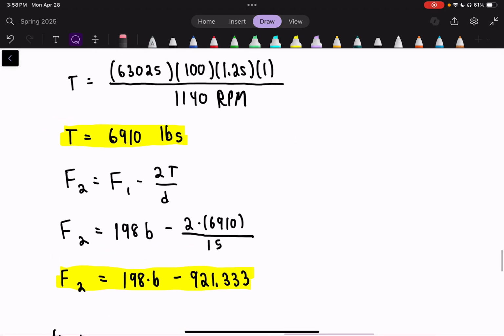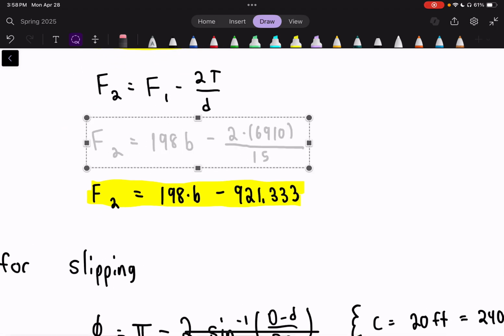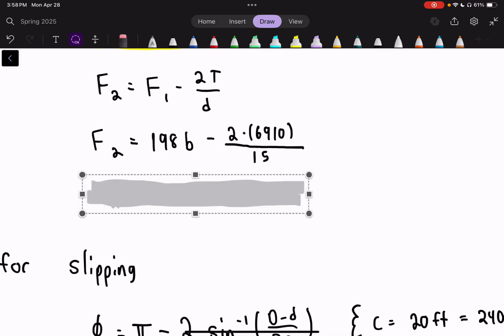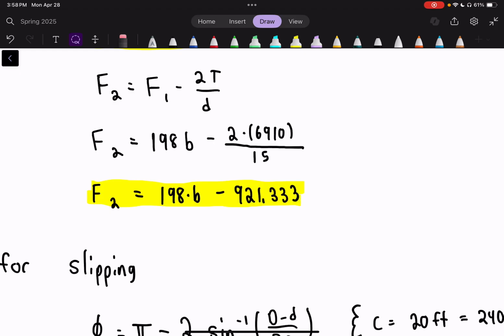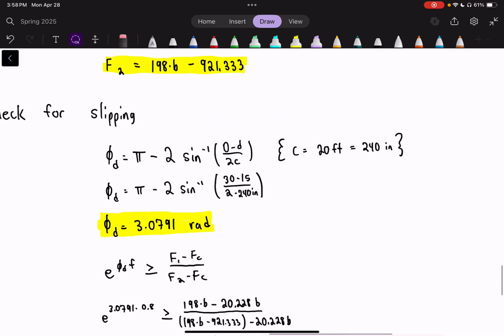Now, to find this slack side force, it's going to be that force on the tension minus 2 times the required torque divided by the small diameter. And plugging in all those values, we're going to get that it's going to be 198 times that constant B minus 921.333. So now we want to check for slipping. So we have almost everything.